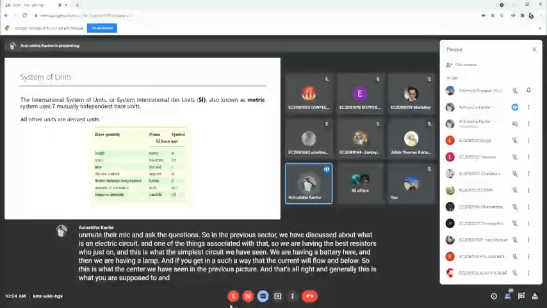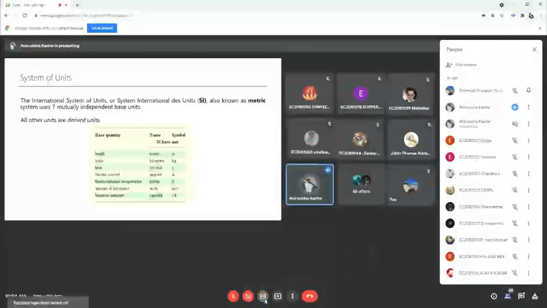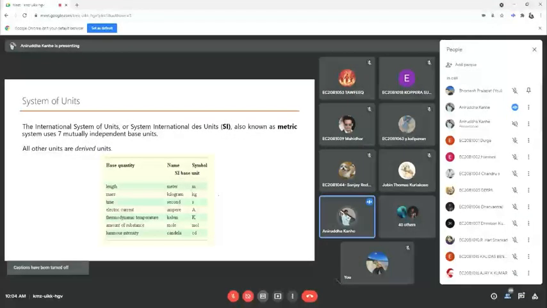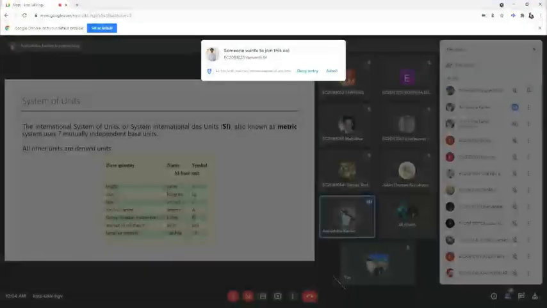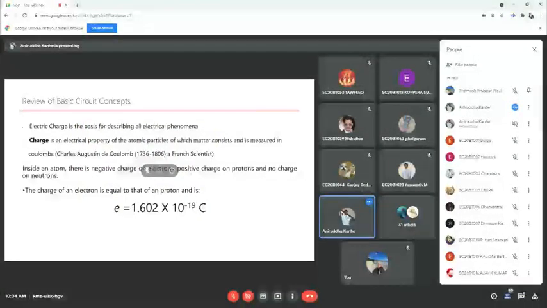And these are the systems of units. Everyone must have recalled that these are some basic fundamental units, and the rest are all derived units out of it. And now the concept of charge. It was discovered by Charles Augustin de Coulomb, and that's why the unit of charge is given as Coulomb, and it is 1.602 into 10 power minus 19.